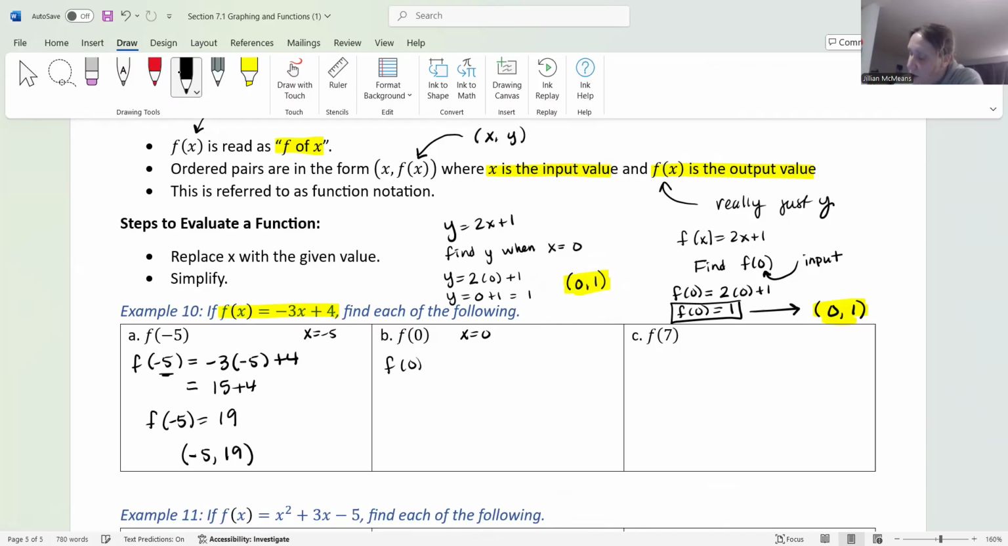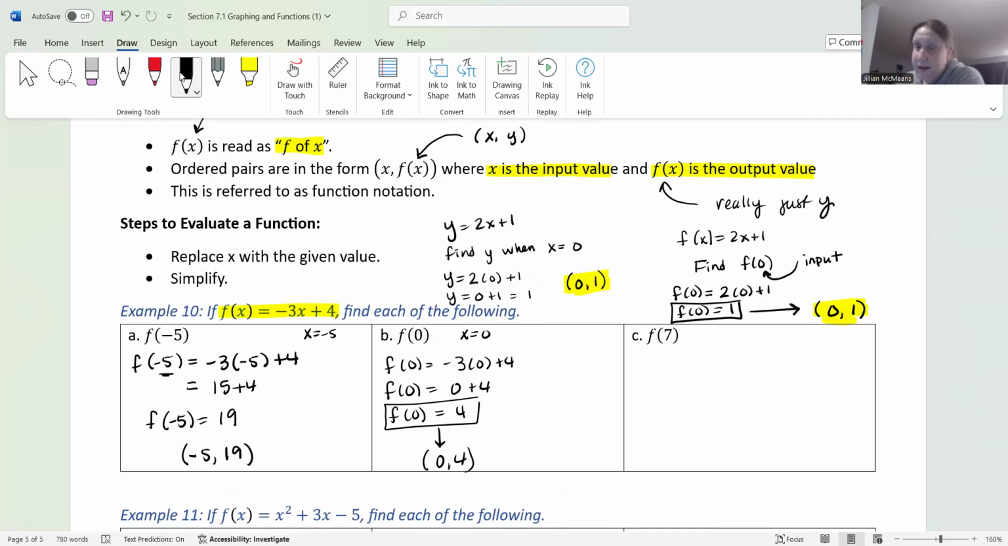So f of 0 equals negative 3x, but x is 0, plus 4. So f of 0 equals, well, negative 3 times 0 is 0, and then 0 plus 4 is 4. So f of 0 equals 4. And then this corresponds to the ordered pair 0, 4. It's that simple. It's just a way to represent that we understand and acknowledge that this is a function.